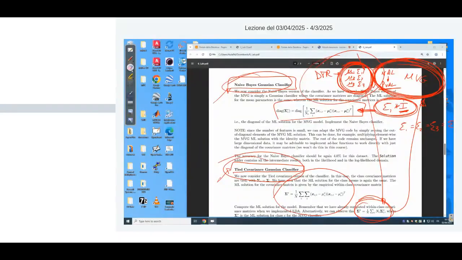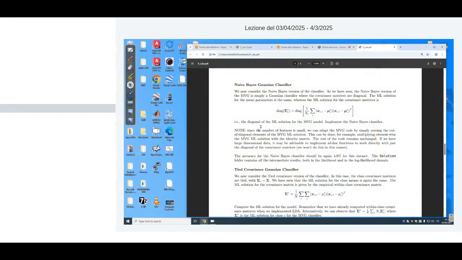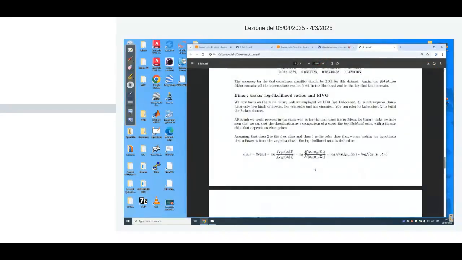Once you have done this, we have the second part, that is the binary version of the problem. We switch to the binary high-risk problem, and in this case, we try to solve the problem. Again, we split in training and validation set.